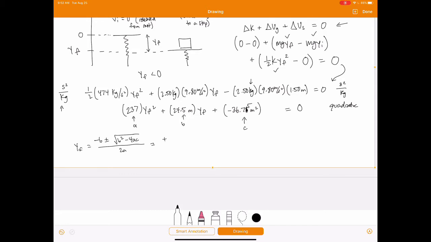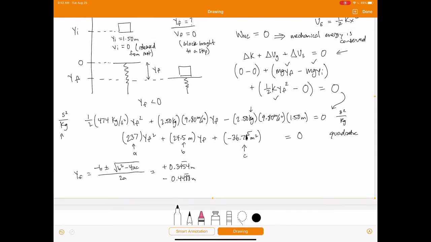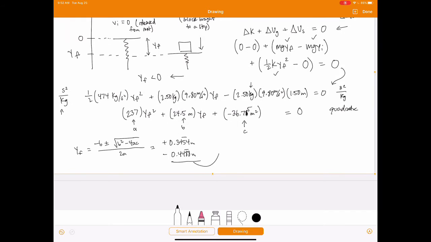So the first one is plus 3.3454 meters. The other one is negative 0.4488 meters, and we'll keep 3 sig figs on the answer. So the question now is, which one of these am I going to pick? Well, at the very beginning we said that y final is going to be negative because we know the block ends up below the 0 point. So we're going to pick the negative solution. That must be the correct one. So we choose the negative root.